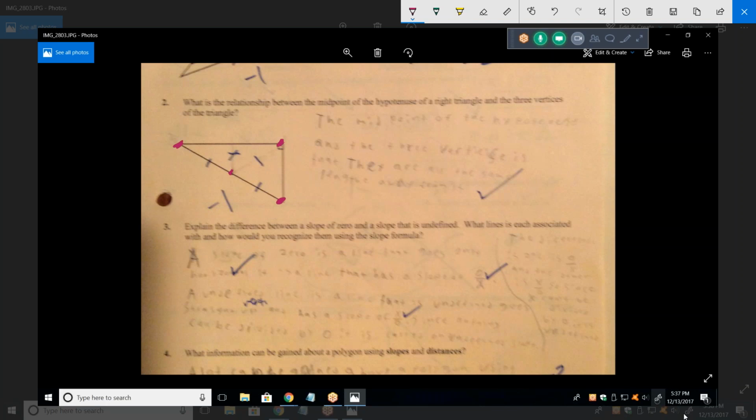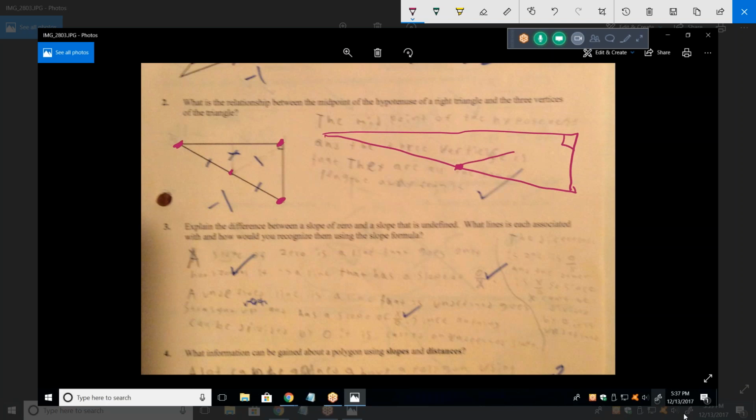And I don't think that it's actually equidistant from the vertex at the right angle. Let me see if I can draw a triangle where that's not true. There's a right triangle. If I draw the midpoint of the hypotenuse, is that equal? I guess it is equidistant from all three vertices. Yeah.